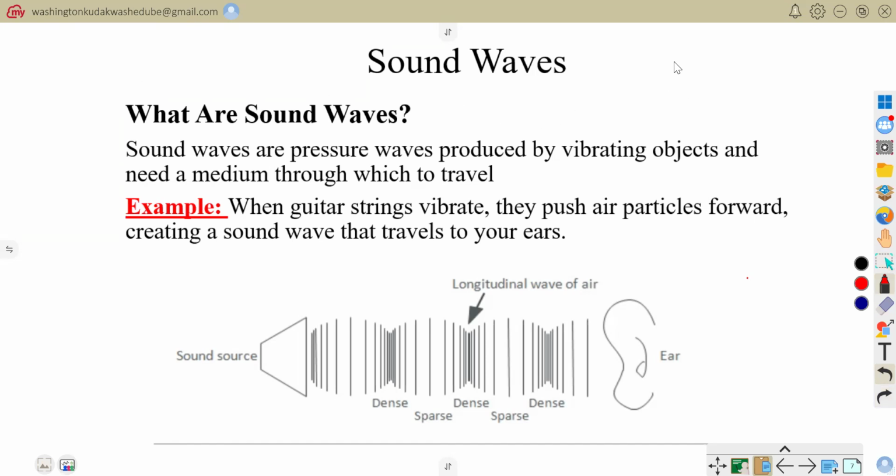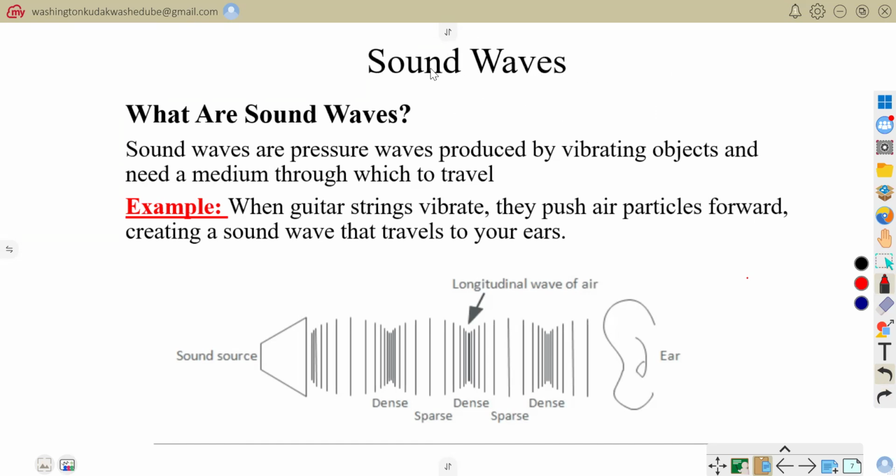We are looking into grade 10 physical sciences for term 1, and now we're looking into longitudinal waves. Examples of longitudinal waves include sound waves, and this is the topic that we want to dive deep into now.